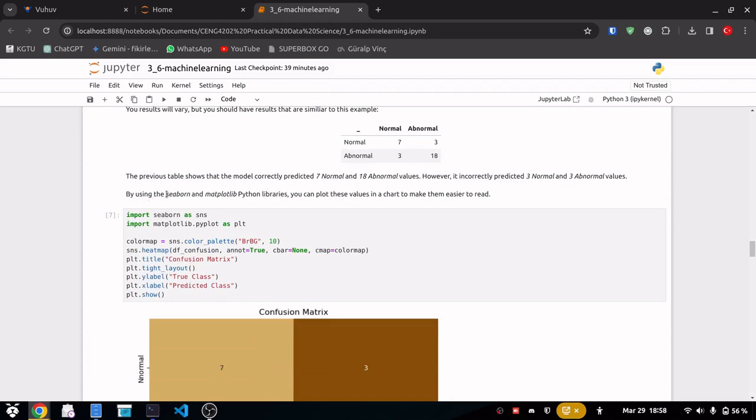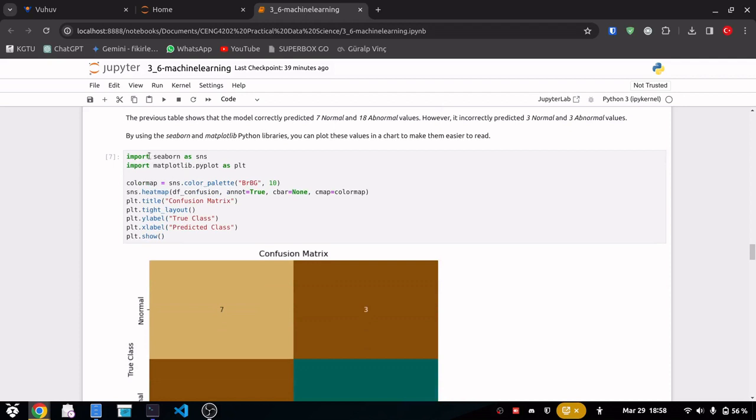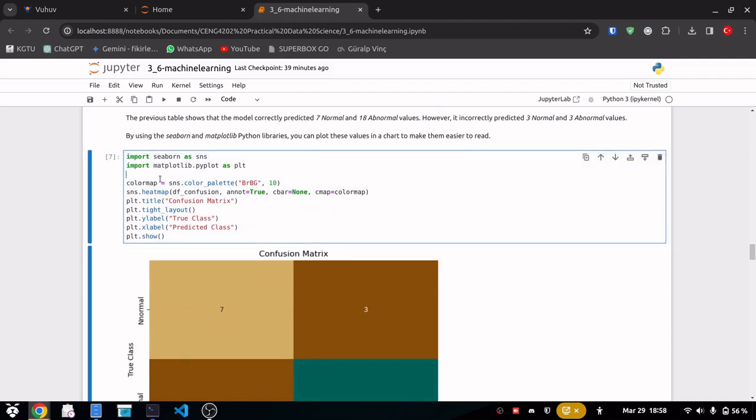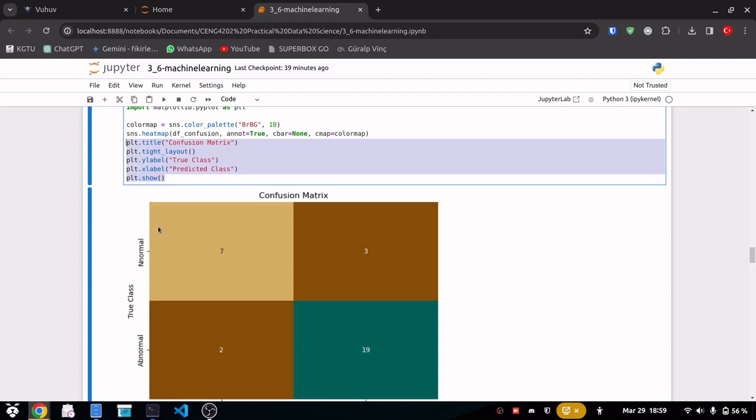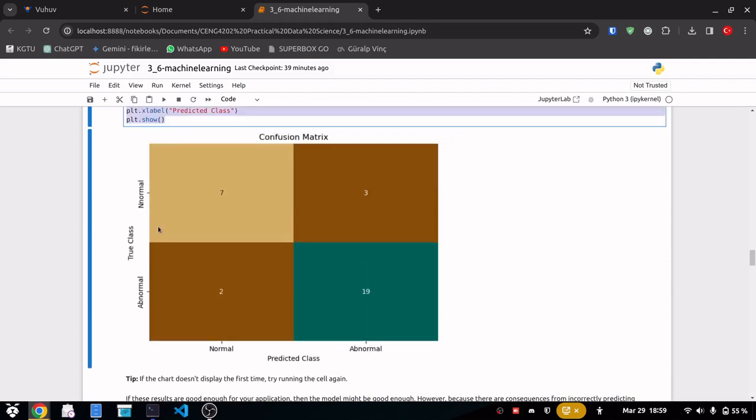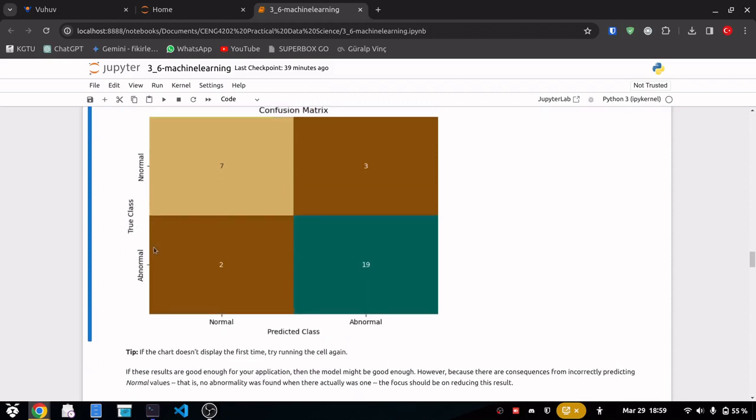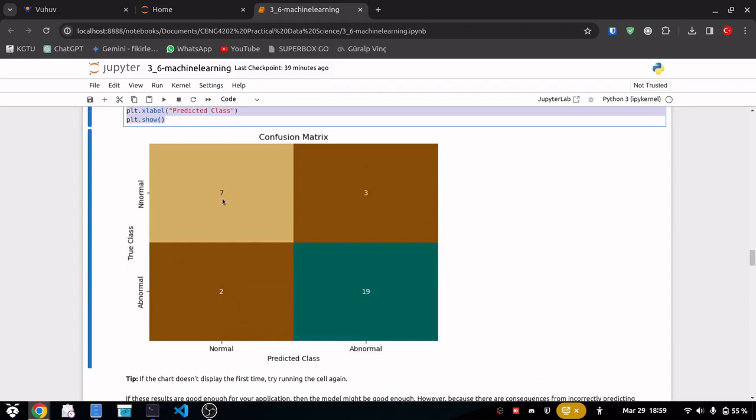And by using the Seaborn and Matplotlib Python libraries, you can plot these values in a chart to make them easier to read. So let's use Seaborn and Matplotlib. We have a color map in here, and we are using a heat map from Seaborn, and we are plotting it using Matplotlib.